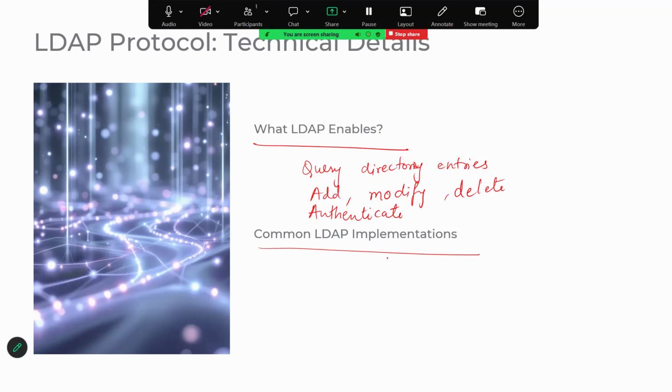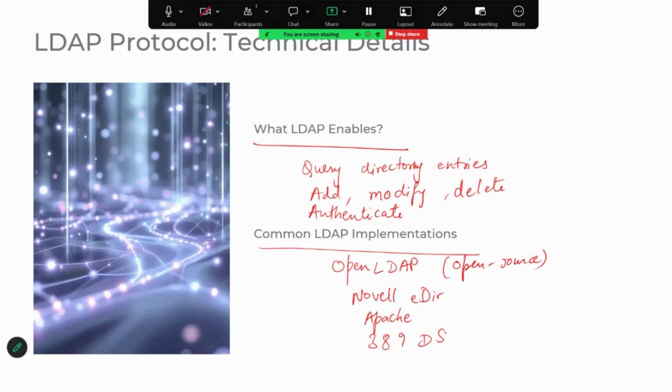Then common LDAP implementations are OpenLDAP, which is open source, Novell eDirectory, Apache Directory Server, 389 Directory Server. So these are some common LDAP implementations.